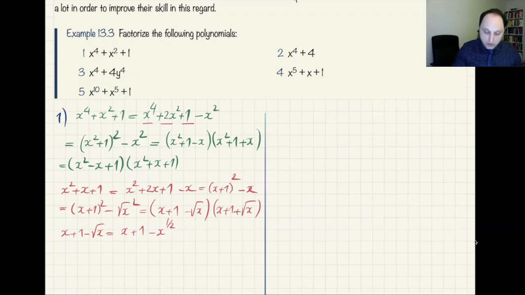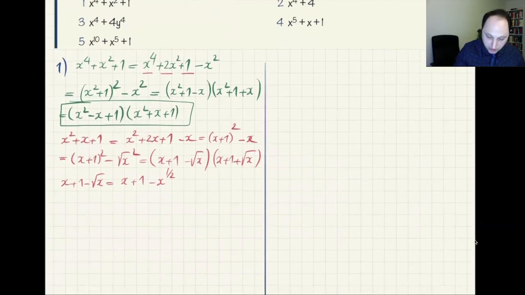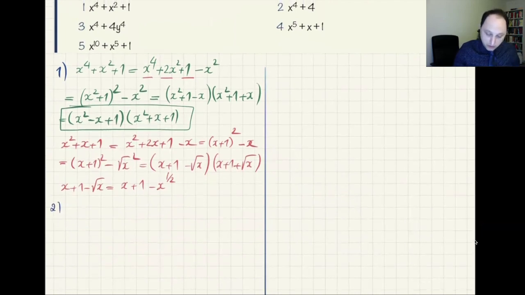So because of this explanation, I will consider this as the final point to this problem. Okay? So let me go to problem number 2. It's x to the 4 plus 4. So I have x to the 4 plus 4.